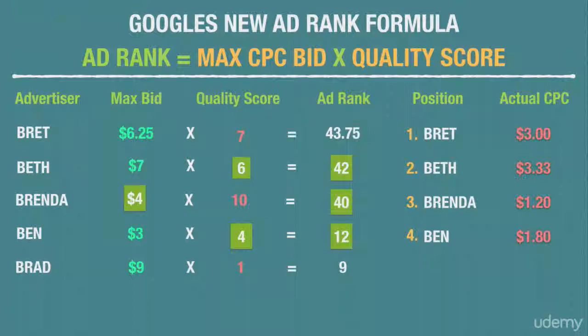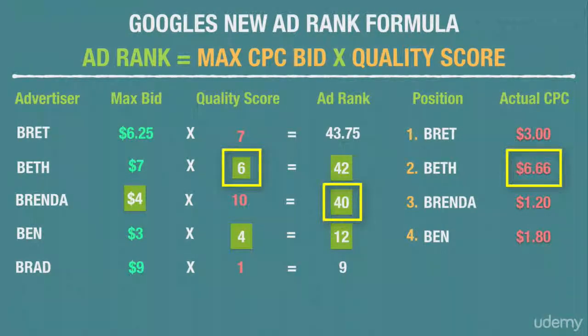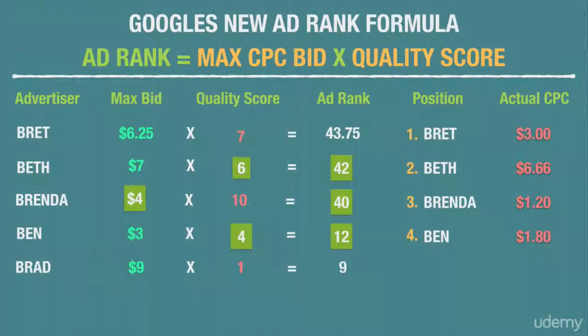Yes. Beth could no longer just pay $3.33 to beat Brenda. Now, if we divide Brenda's new ad rank, which is 40, by Beth's quality score, which is 6, Beth's actual CPC jumps way back up to $6.66. Pretty amazing. If Beth raises her max CPC bid to $5 instead of $4, she'd have an ad rank of 50 and automatically take the top spot, and the actual CPCs of all the other advertisers would have to be calculated again from the top.